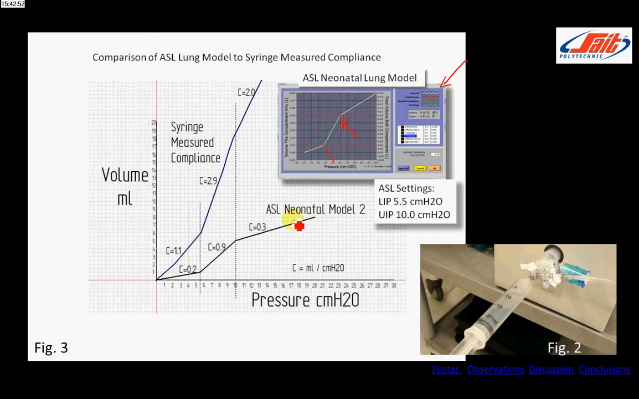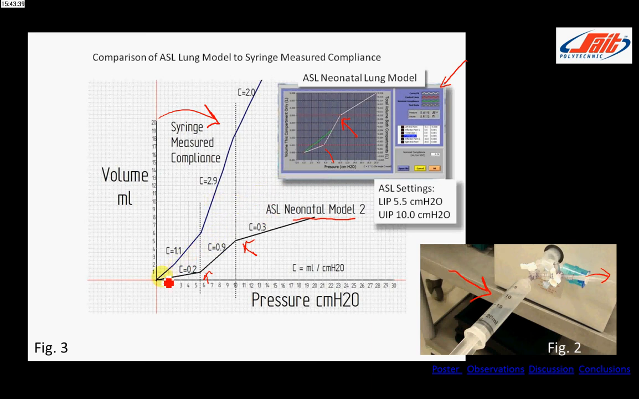So here's my neonatal model plotted on a graph, and this is what we set up with the ASL. You can see I've got my upper and lower inflection points, and this is the calculated compliance from the model. Now I would expect this to be a little bit different because the ASL uses a two-lung model, so the compliance measured outside the system probably should have been twice this. But you'll notice when I tested it using this syringe method, where I injected a known volume of air in 1 ml intervals and actually measured the pressure, I got a rather different compliance graph. And I think that's different because of two main reasons. One, this double test lung model that's built into the ASL software.